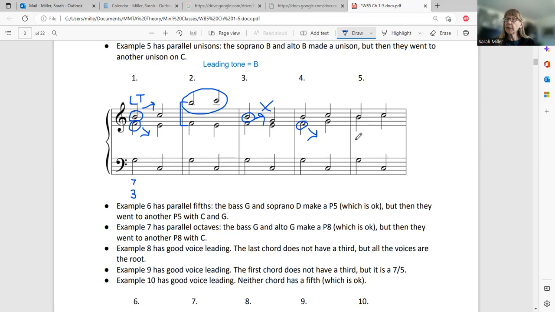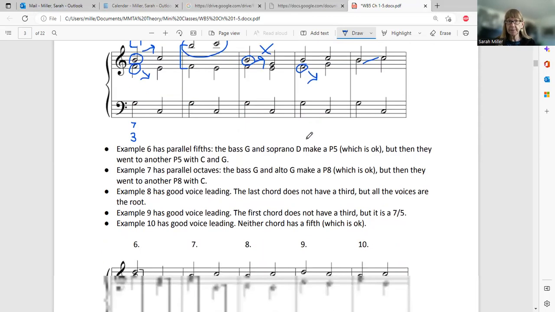And this final one, now here are the stems going up and down, as I said you need to do at the end of an example if everybody's ending on the same note. However, this is parallel unisons because both the soprano and the alto are singing the same notes. So that's why this one is incorrect.